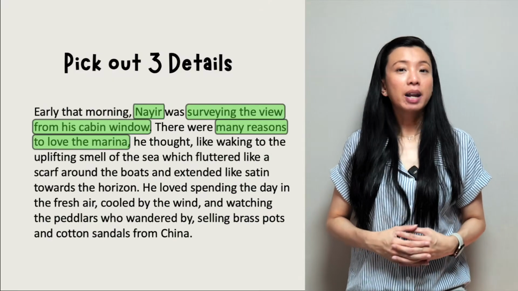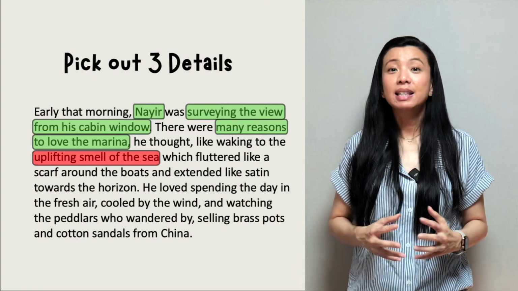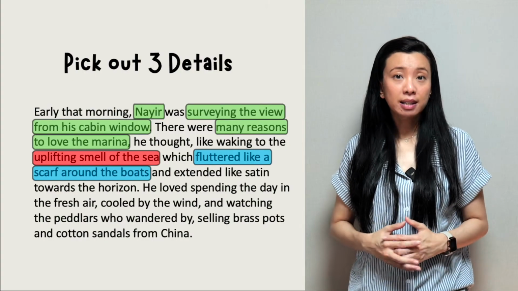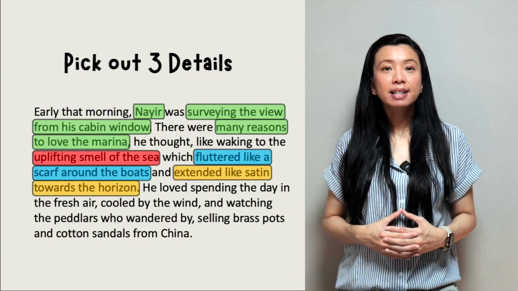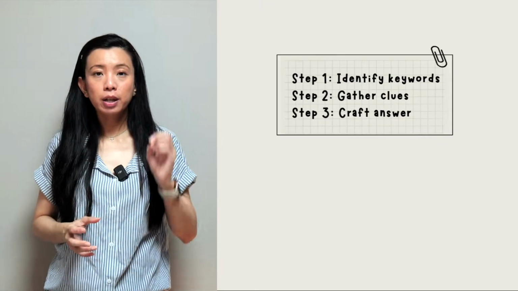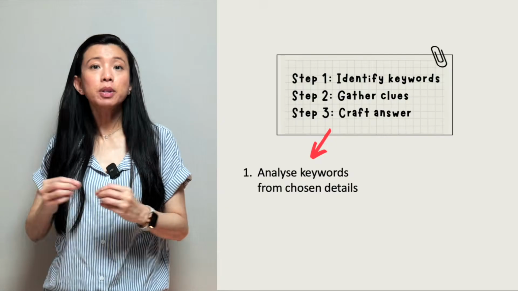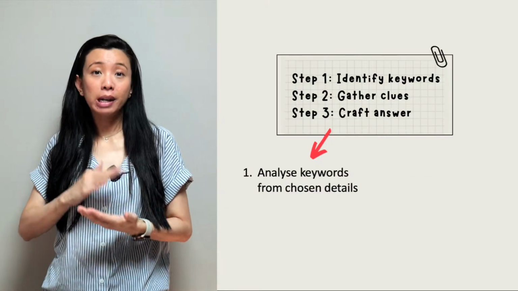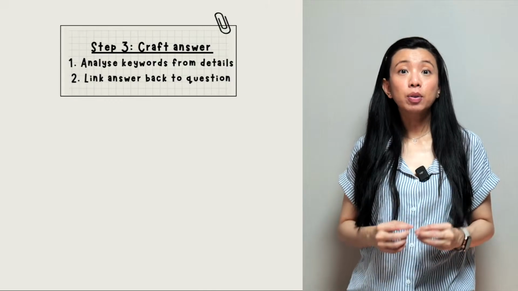So the first detail that I have picked out is uplifting smell of the sea. The second is fluttered like a scarf around the boats. And the third, extended like satin towards the horizon. Okay, so now that we've picked out all the details, we need to craft our answer. Now for content inferential questions, there are 2 things we need to do. First of all, we need to analyze the keywords from the chosen detail, and then we have to link our answer back to the question. So let's go back to the 3 details that we have picked out.